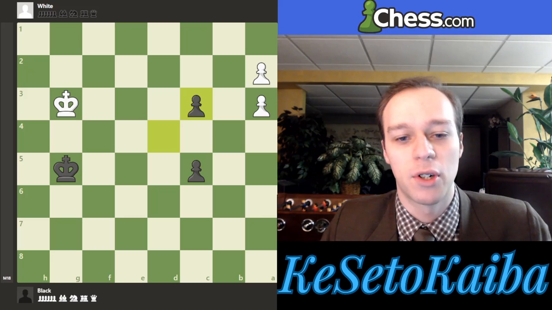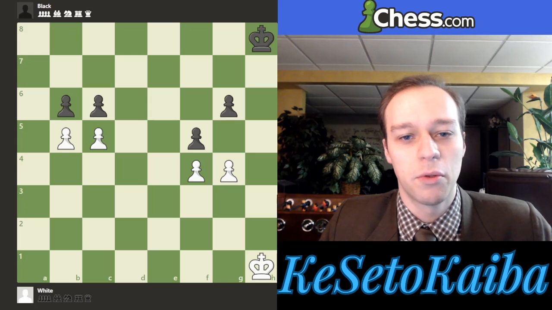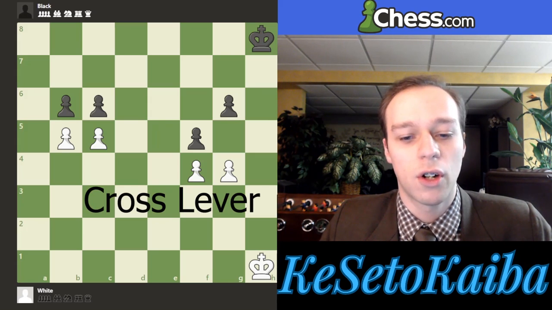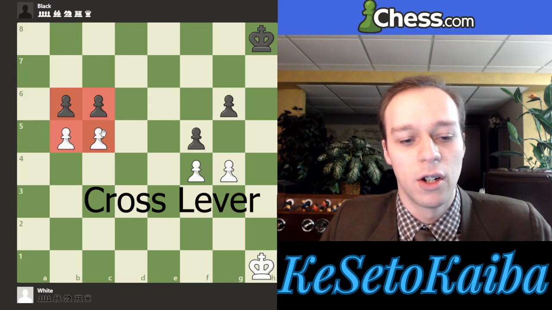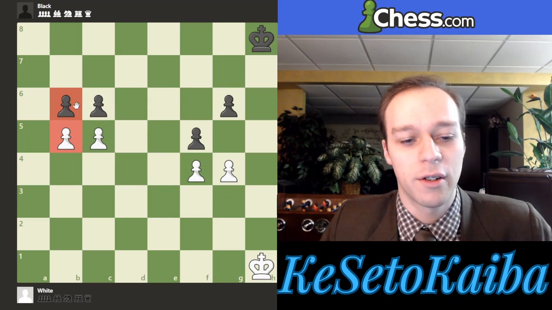In this case, the capture on c3, and now you're far enough away that their king cannot catch you in time. And so now let's look at the next example, which is known as a cross lever. A cross lever is the formation that we have here, where it's almost like a pawn cube, but we have 2 pawns from us and 2 pawns from the opponent.